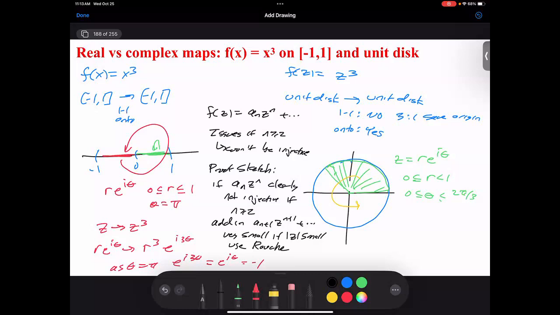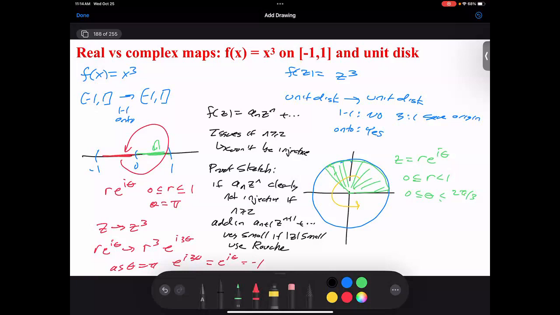Without loss of generality, what can I assume for a_n? 1, right? I'm just multiplying everything by a fixed number. I really don't have to worry about multiplying by a fixed constant. I could make a_n equal 1 if I wanted to simplify the notation a little bit. I essentially just have z^n, that's not injective.